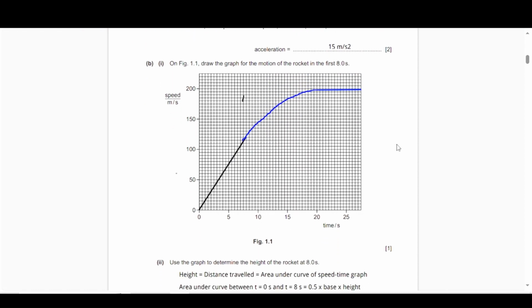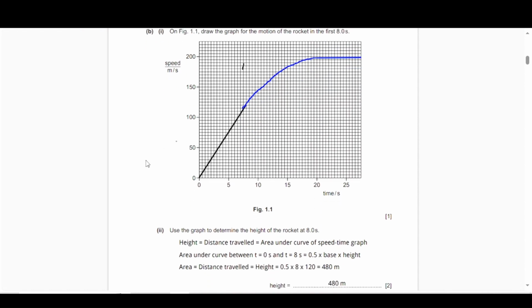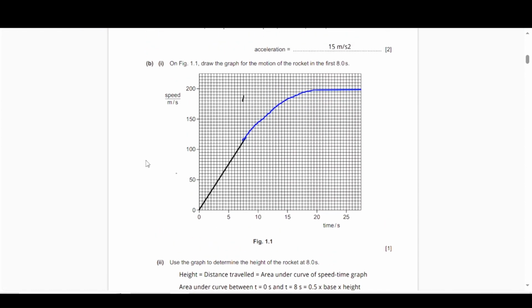And then the next one is on figure 1.1, draw the graph for the motion of the rocket in the first 8 seconds. So that I've drawn, do mind my drawing, but I've just drawn a straight line here because we assume that there is a constant acceleration, as we've seen. And they say use the graph to determine the height of the rocket at 8 seconds.